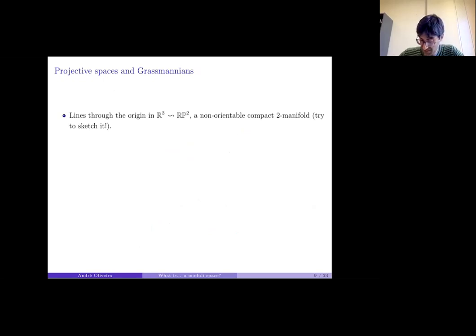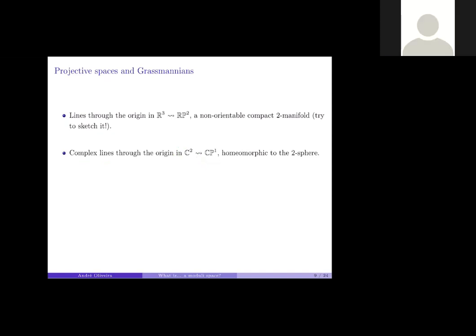All right, so this was the real projective line, but this is just one example of much more general objects, which I'm going to describe here very briefly. If we wanted lines through the origin, not in R2 but in R3, then the analogous definition just gives you RP2, the real projective plane. And this is now a non-orientable compact two-manifold. You can try to sketch it, if you want. If you want the same problem with complex lines through the origin in C2, then you have CP1, the complex projective space. And this is going to be homeomorphic to the two-sphere. So it's a real two-dimensional thing. Okay.